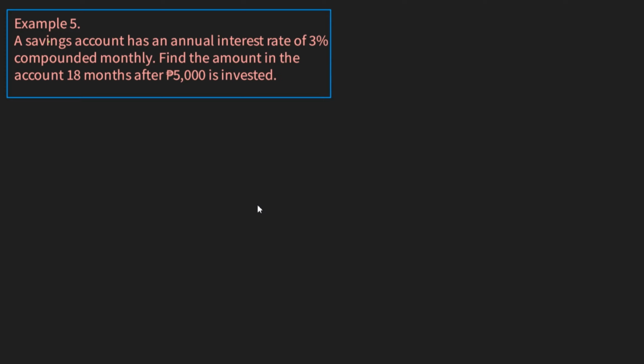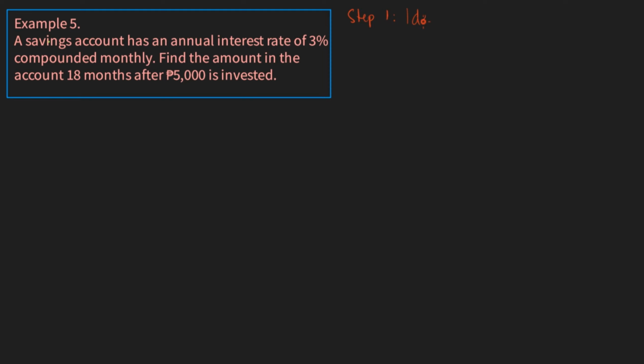So let me read first the problem. A savings account has an annual interest rate of 3% compounded monthly. Find the amount in the account 18 months after 5,000 pesos is invested. Okay, let's do step number 1.